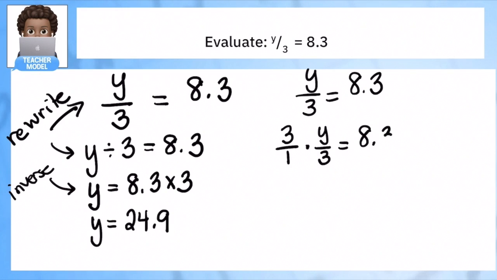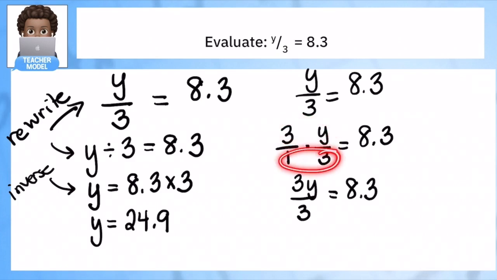So why does this work? When I multiply these numbers together, 3/1 times y/3, I'm going to get 3y divided by 3 is equal to 8.3. Okay, that's all I did. I multiplied to get 3 times y/3. And now when I simplify this, what is 3 divided by 3, math marbles? 3 divided by 3 is only going to leave us with y on this side. But just remember, whatever you do to one side, you're going to have to do to the other as well.